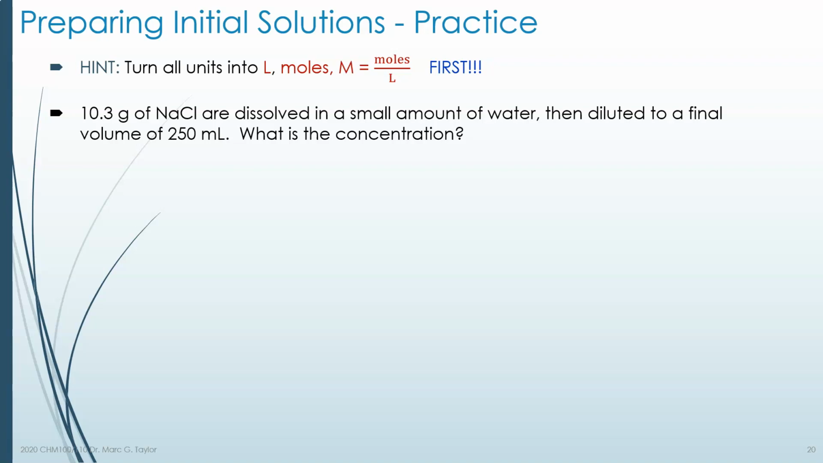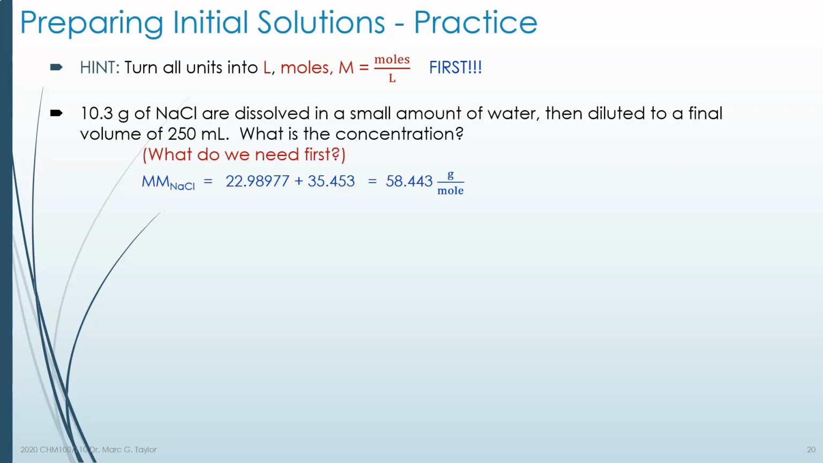So here's the problem. 10.3 grams of sodium chloride. Okay, you see grams. You're probably going to have to turn it into moles, and that's going to require finding out the molar mass first. This many grams are dissolved in a small amount of water, then diluted to a final volume of 250 mils. Okay, is it important to the calculation that it was dissolved in a small amount of water first? No, but it's there because that's how you have to do it in practice. The final volume is what you're concerned with, 250 mils, and we already know that first we need to turn that into liters, and we know that that is 0.25 liters of solution.